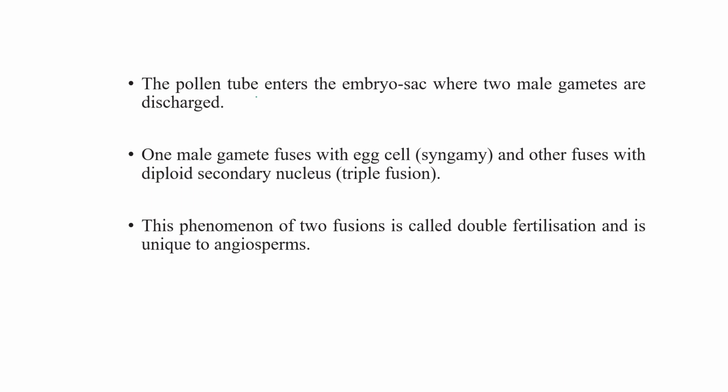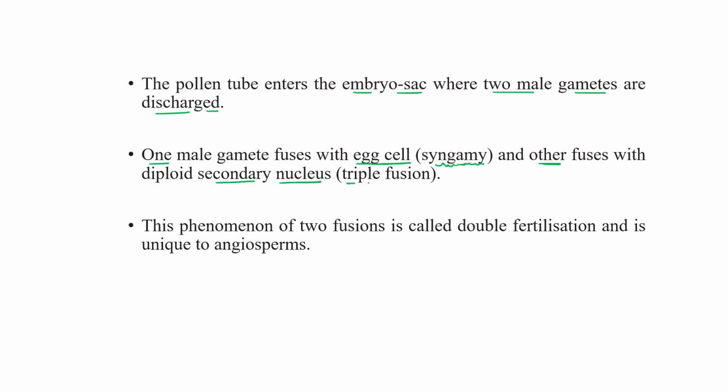So the pollen tube further develops during fertilization time and enters into the embryo sac after its growth, where two male gametes are discharged by the pollen tube inside the embryo sac. So one male gamete fuses with the egg and this fusion is known as syngamy. What is the right term for this? Syngamy. And the other male gamete fuses with the secondary nucleus, which is diploid in nature.